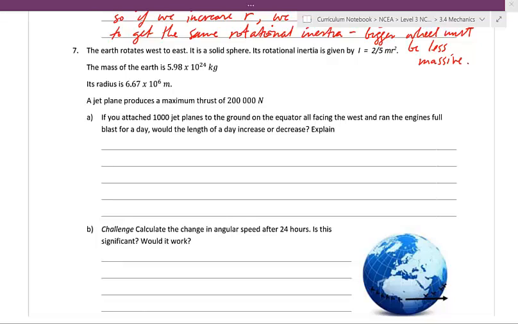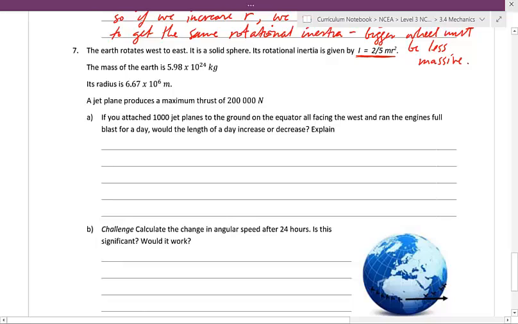Okay, we're now looking at the last question in the assignment on rotational kinematics. This one says the Earth rotates west to east. It's a solid sphere, and its rotational inertia is given by this, the rotational inertia of a sphere. The mass of the Earth is 5.98 times 10 to the 24 kilograms, and its radius is that.